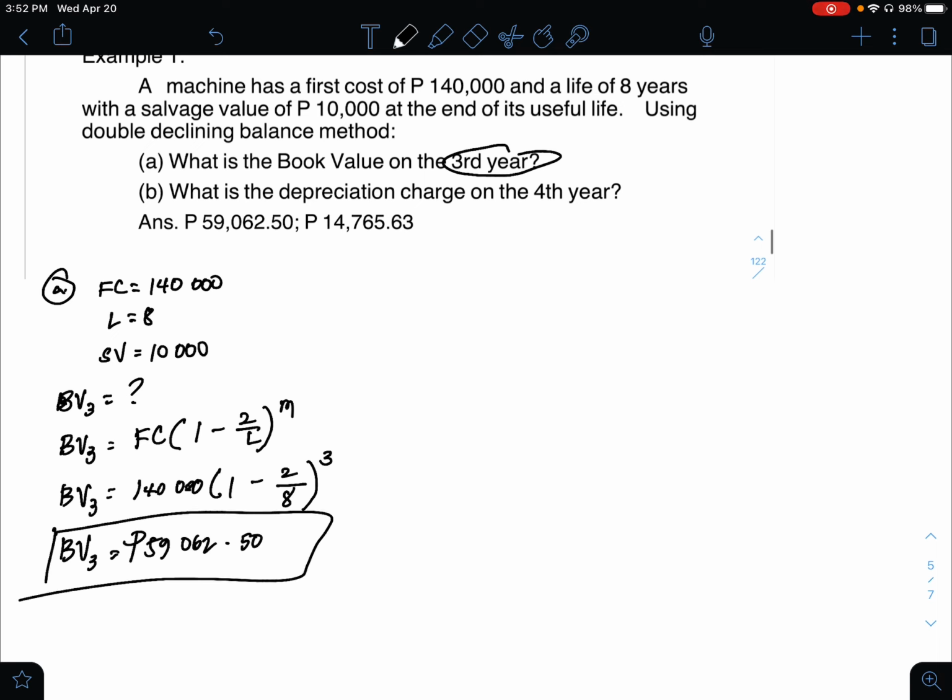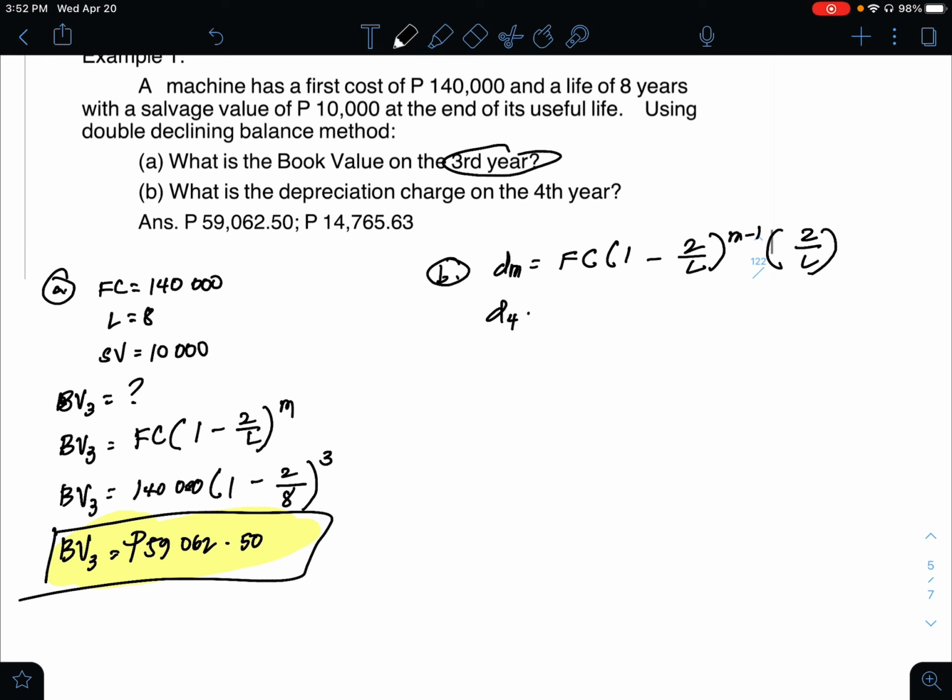That is the book value at 3 years. Now for B, what is the depreciation charge? The depreciation D at 4, no? So the formula is FC times 1 minus K, but K is 2 over L, so D at M is FC times (1 minus 2 over L) raised to M minus 1, times 2 over L.